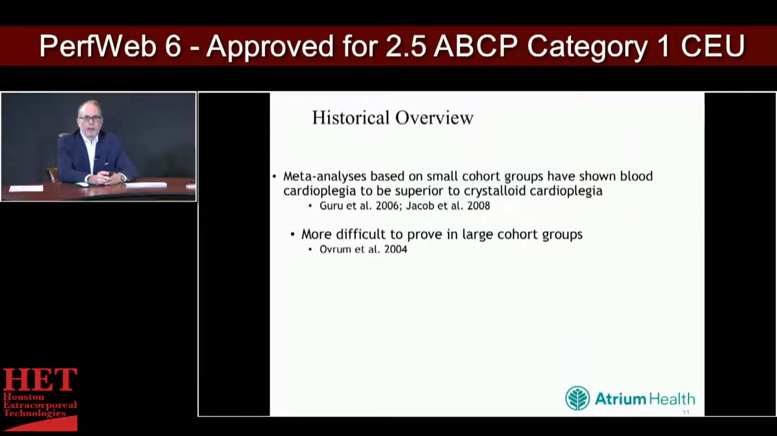A meta-analysis from 2008, based on small cohort groups, shows blood cardioplegia to be superior to crystalloid cardioplegia. But when this was looked at for large cohort groups, in a study published in 2004, the difference wasn't as impressive, and it became more difficult to prove when one looked at large cohort groups.